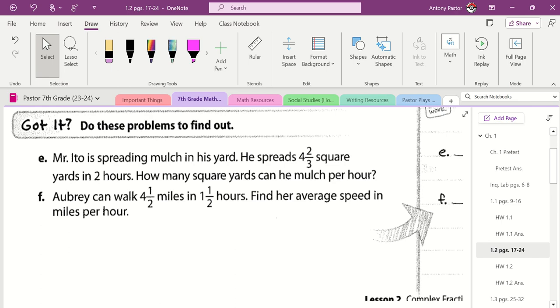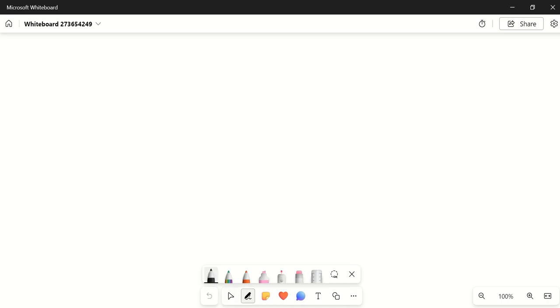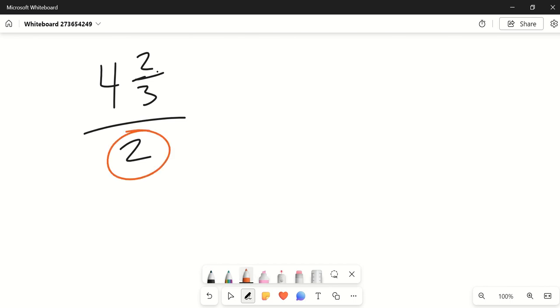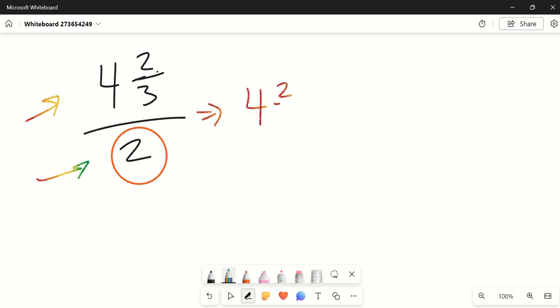But look, 4 2/3 over 2. We're already dividing it by 2 by writing it as a complex fraction. It's a ratio. It's saying that we're mulching this much in this much time. But we've already set it up as a division problem. Therefore, this would be 4 2/3 divided by 2. It is already set up.